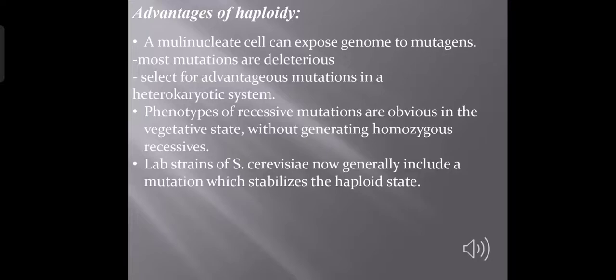Advantages of haploidy: in multinucleate cells one can expose the genome to mutagens. Most mutants are deleterious, but a cell can carry an advantageous mutation in a heterokaryotic system. The phenotype of recessive mutations is obvious within the vegetative state without generating homozygous recessives. Lab strains of S. cerevisiae now generally include a mutation which stabilizes the haploid state.